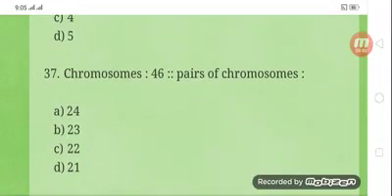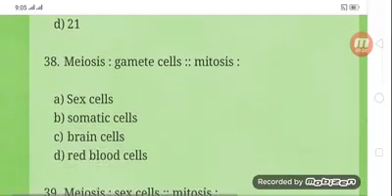Chromosomes, total number of chromosomes is 46. Pairs of chromosomes, of course, pairs. That means you have to divide it by 2, so there are 23 pairs of chromosomes. Yung meron tayong 47 sometimes, and that's already a genetic defect, Down syndrome, I think.